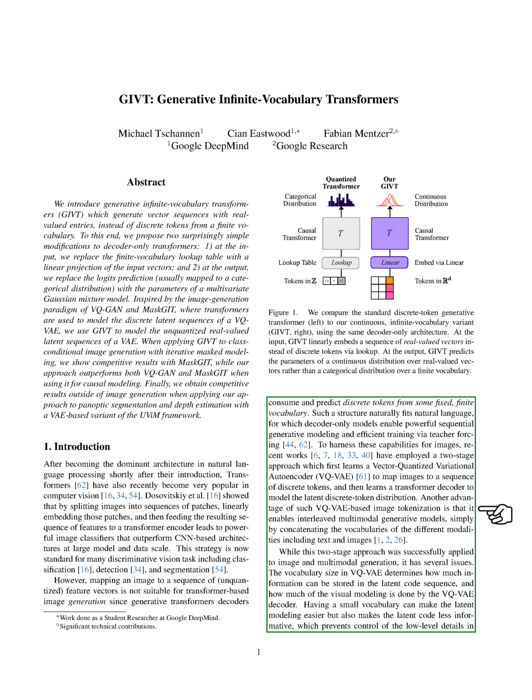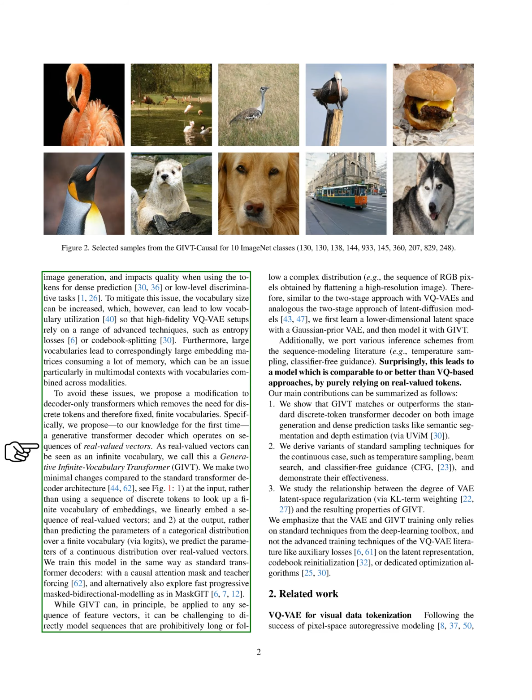This two-stage approach has its own set of challenges. For instance, the size of the vocabulary in VQVAE determines how much information can be stored in the latent code sequence. A small vocabulary can simplify the latent modeling but also makes the latent code less informative. This can affect the control of the low-level details in image generation and the quality of the tokens for dense prediction or low-level discriminative tasks. Increasing the vocabulary size can lead to low vocabulary utilization and consume a lot of memory, especially in multimodal contexts.